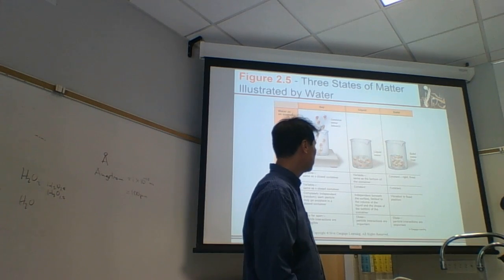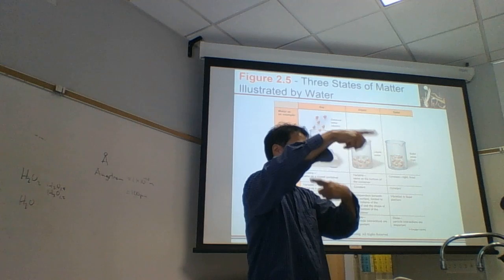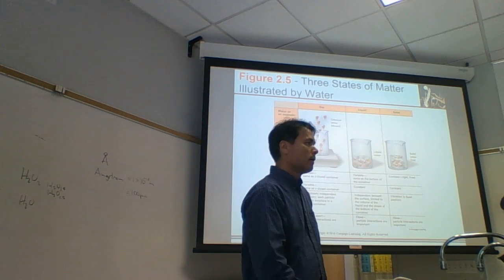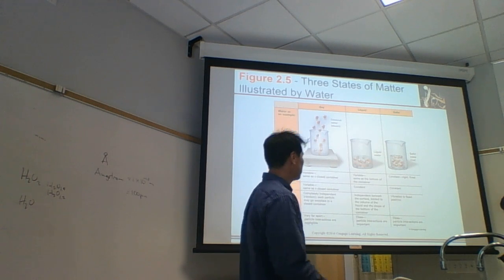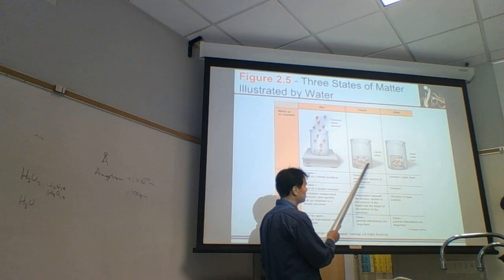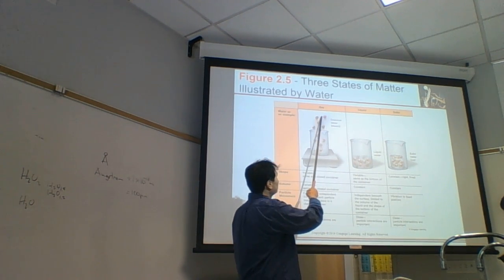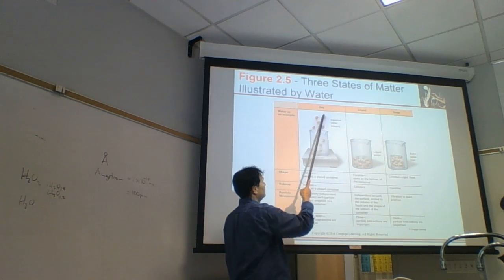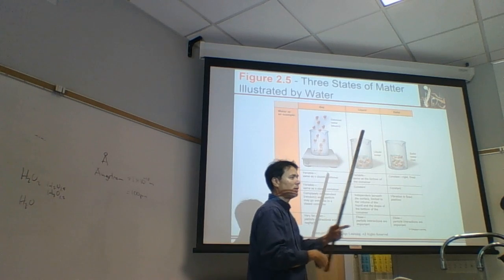Another type of motion is rotation. You know, the water molecules can rotate. And the third and final type of motion is translation. Translation, the water molecules translate from point A to point B in space. So in gaseous water, the water molecules can translate, they can vibrate, that is, the atoms can vibrate, and they can rotate.